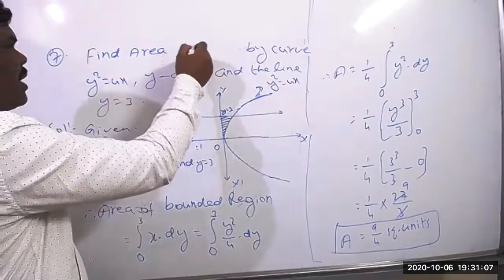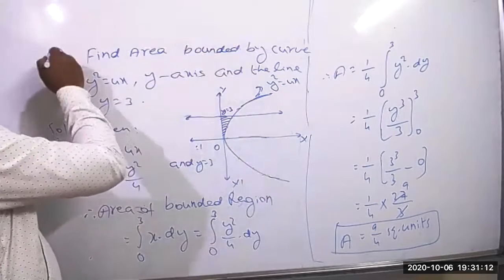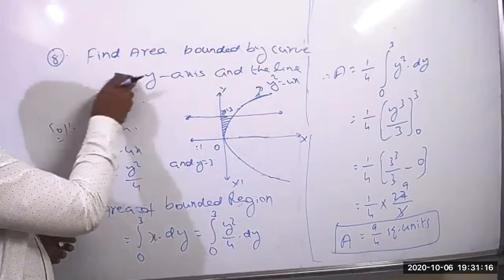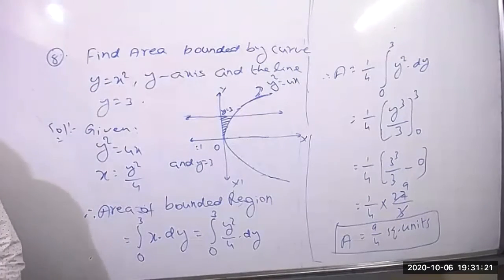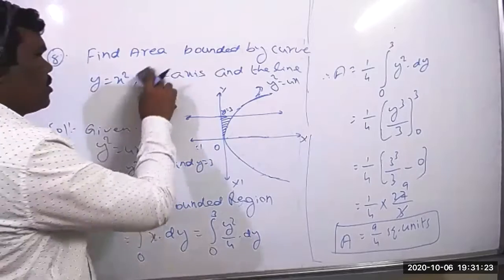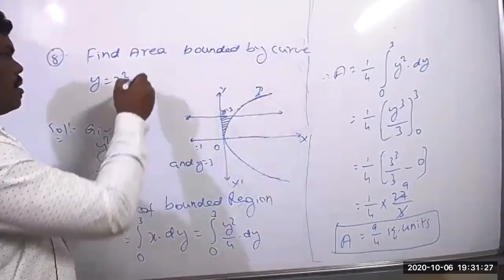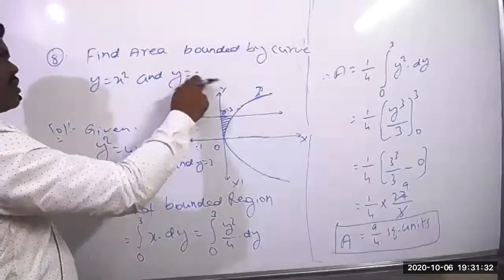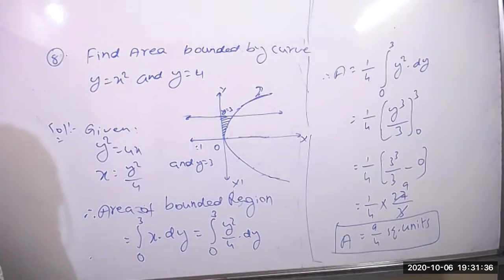Find the area bounded by the curve y equal to x square and y equal to 4. All these questions are 3 marks only. Don't think it is an essay question. Only 3 marks questions, based on the parabola.